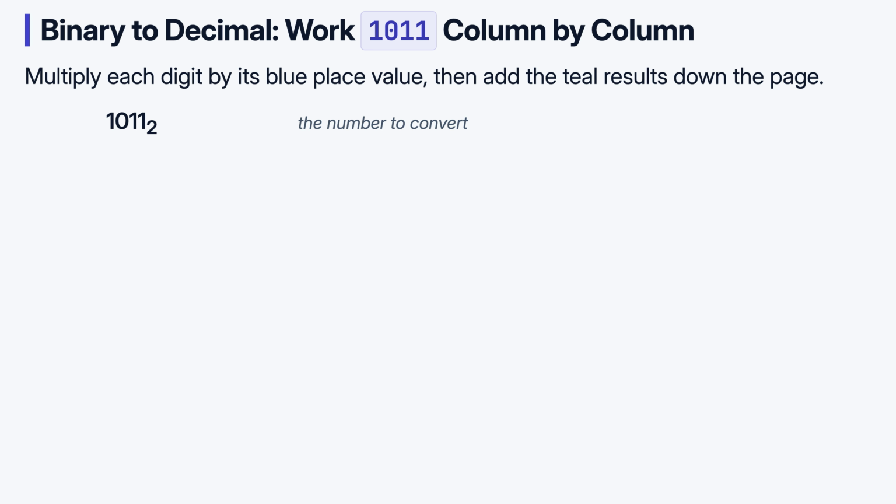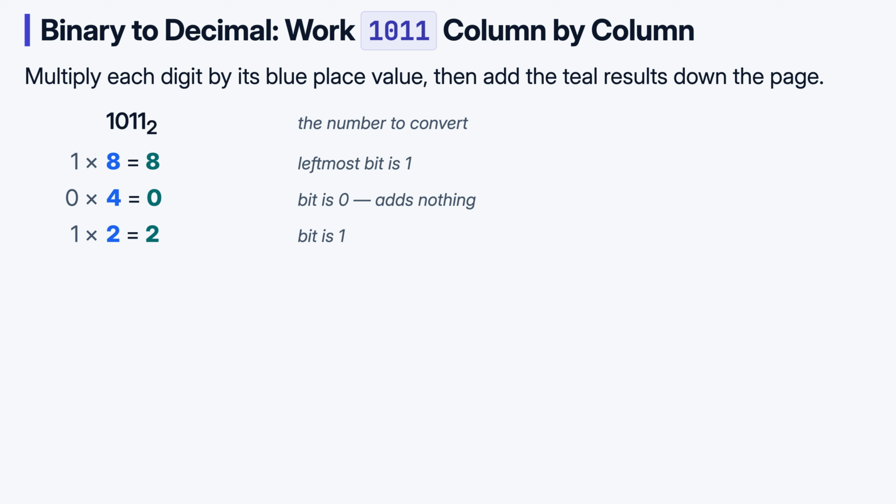Let's convert the binary number 1011 to decimal, column by column. The method is the same one you already use in decimal without thinking. Multiply each digit by its place value, then add. The leftmost bit is 1, times the place value 8 gives 8. The next bit is 0, times 4 gives 0. A 0 bit adds nothing.